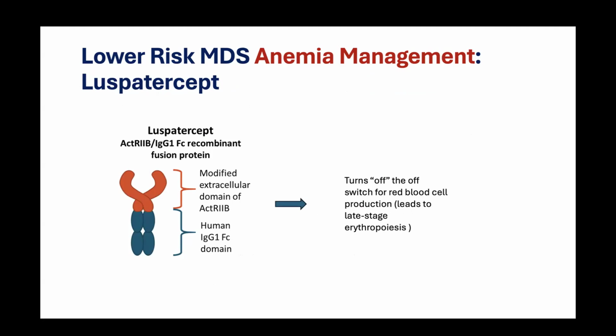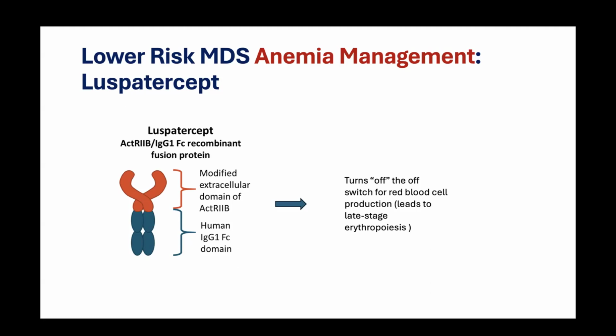So sometimes patients don't respond to ESAs, and more recently, the approval moved forward where people could get luspatercept even if they had not gotten an ESA, one of those drugs I was just talking about, because luspatercept is also very helpful in stimulating blood production. And how it does that is it basically turns off the off switch.